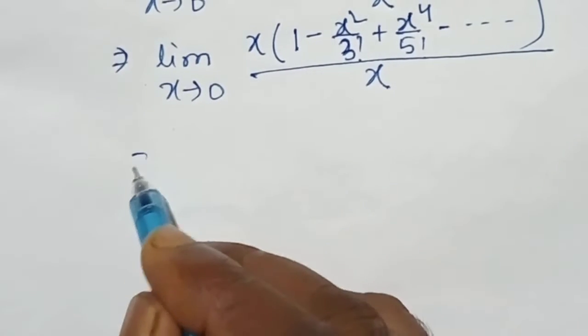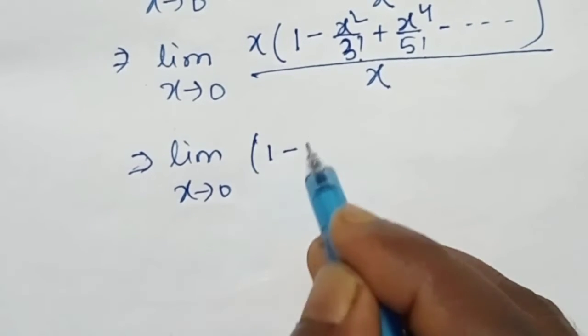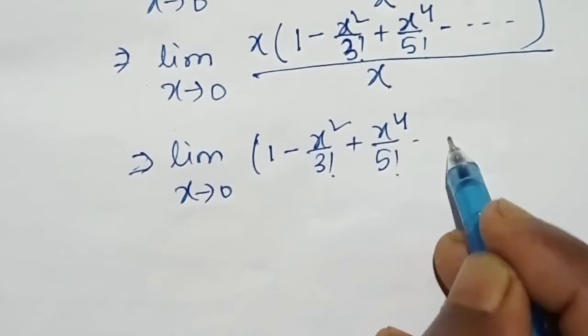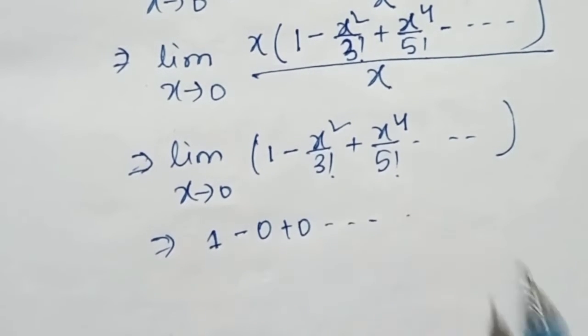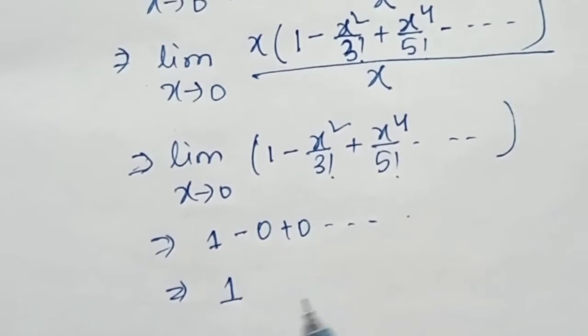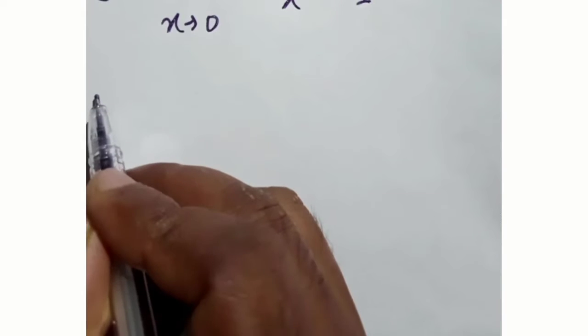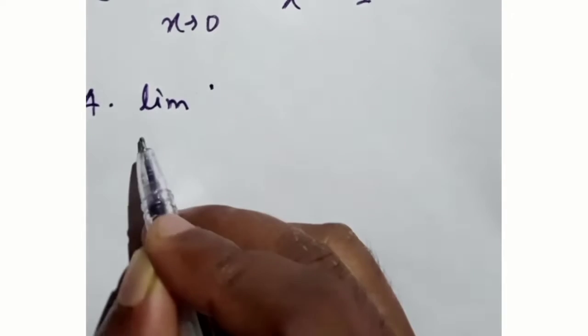So both x will be cancelled, right? So the next line will be limit x tends to 0, parenthesis 1 minus x square by factorial 3 plus x power 4 by factorial 5 and so on. Thus if we put the value of x, we'll get 1 minus all zeros. So the limit value will be 1. So guys, using these two fundamental limit values, we can determine some other important limit values.